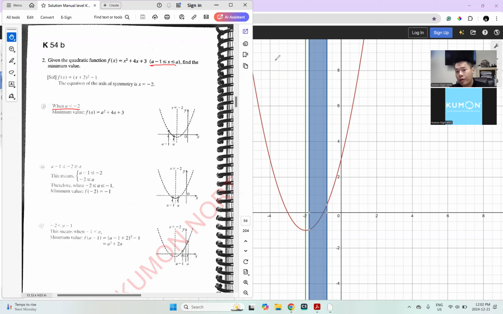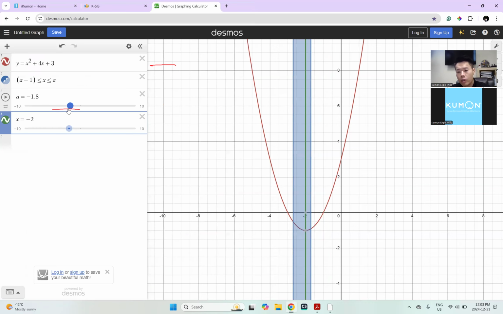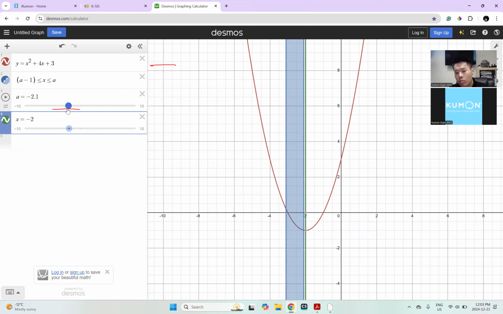It means, from the graph here, let's use the graph one more time. For this general scenario, it is when a, which is the right side extreme of the domain, is smaller than the axis of symmetry, right? The axis of symmetry, x equals -2, is the axis of symmetry.